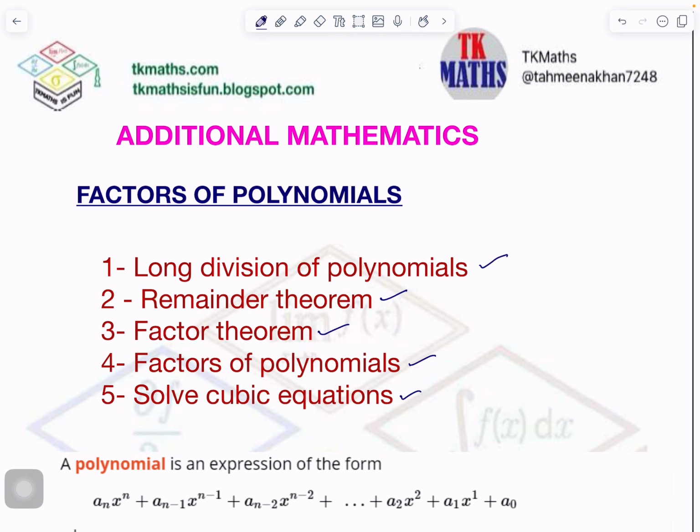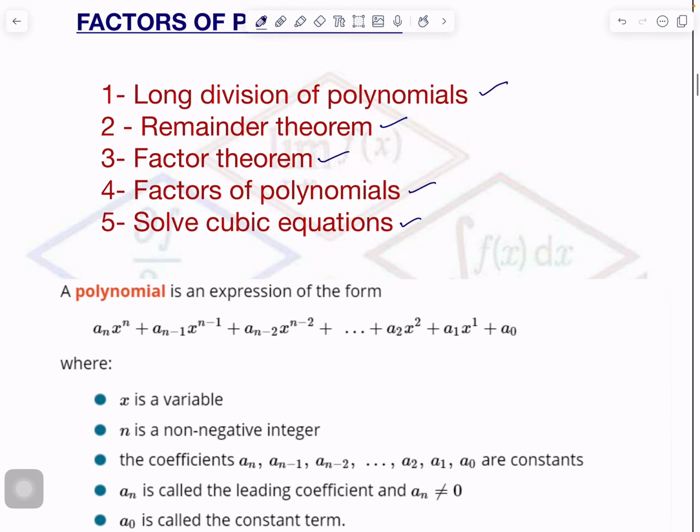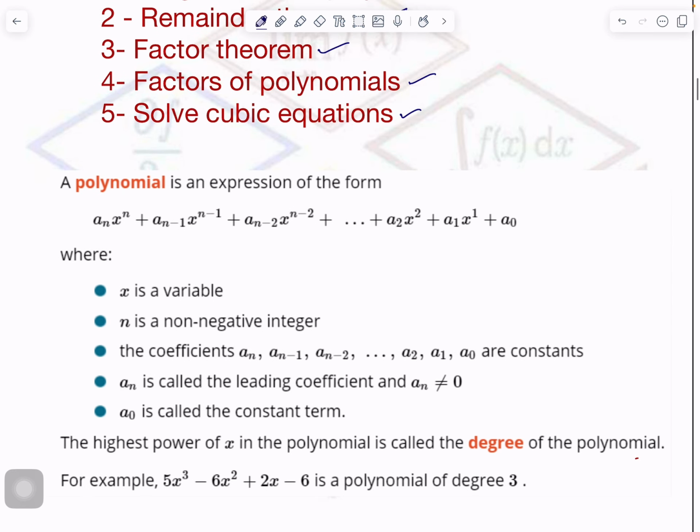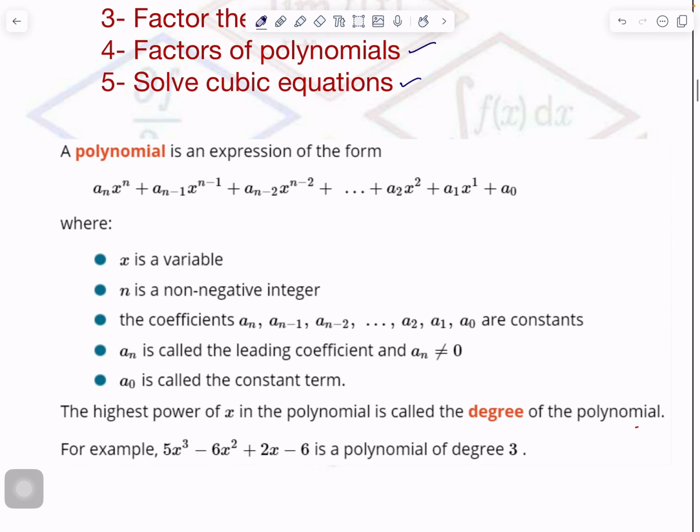So let's first understand what is the meaning of polynomial. A few things I have extracted as they are from different resources of the book to make it faster. Otherwise, I have explained questions in my own handwriting. So what is the meaning of polynomial? Any expression which is written in this form. You can see at the bottom this expression, 5x cubed minus 6x squared plus 2x minus 6. Any expression written like this is the general form of it.